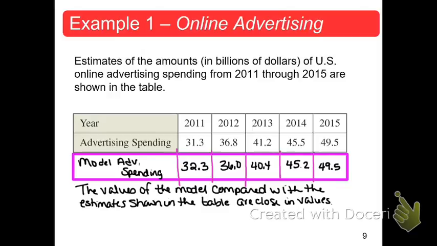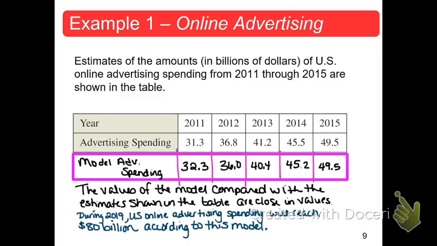So what that's telling us is during 2019, U.S. online advertising spending will reach $80 billion according to this model. So let's write that in our sentence. Okay, so there's our sentence, and we have completed example 1.